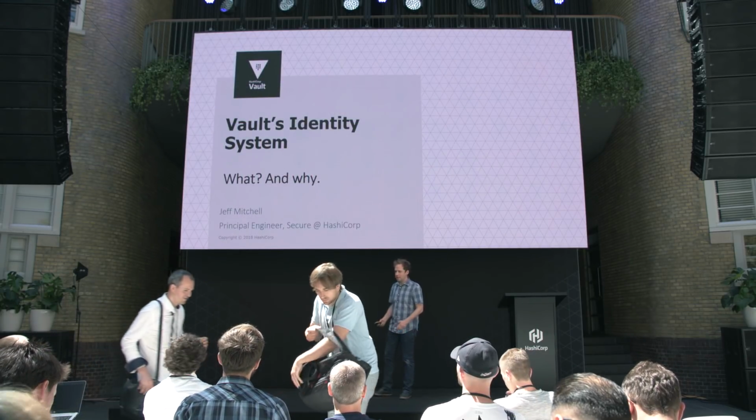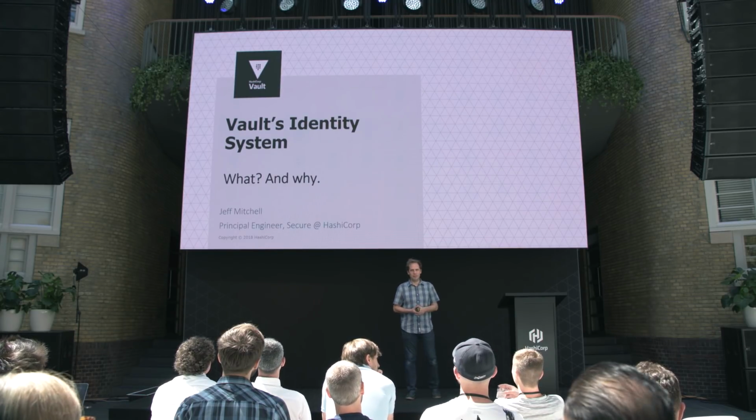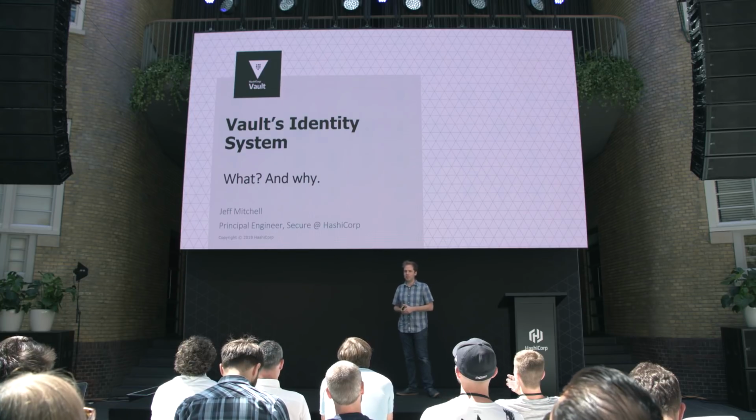I wanted to talk today about something that I think most people here, even if they are Vault users, don't know about. And that's why the subtitle of this talk is What and Why? Because there are a lot of things that we build into Vault, and it seems like there's about a year lag before people actually start to really use them. And Vault's identity system is one of those things. It's been around for a bit. It's actually used for some things right now, but most people don't even know that it exists.